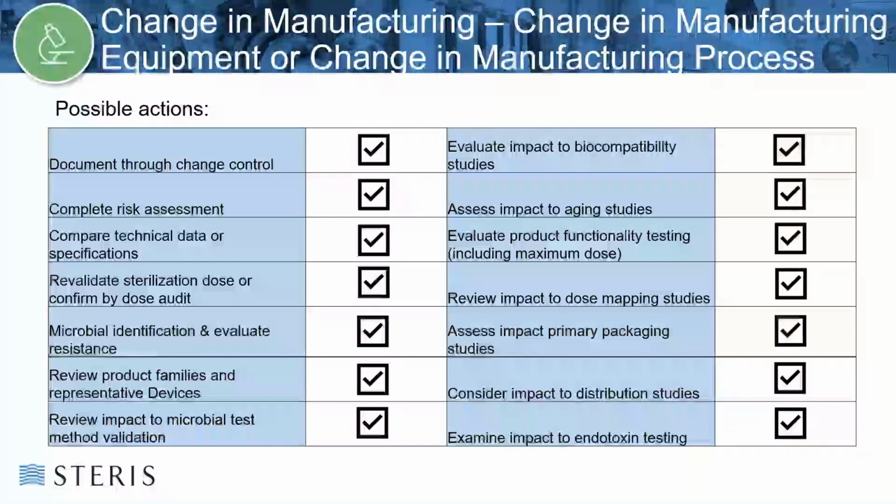Additional considerations for manufacturing process and manufacturing equipment changes is to consider the impact to product functionality, aging, and if related to product packaging, consider the packaging and distribution testing. Consider the impact to biocompatibility testing. It is not likely that most changes would impact dose mapping, but this should be evaluated.